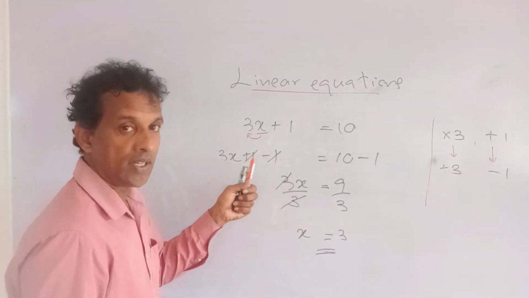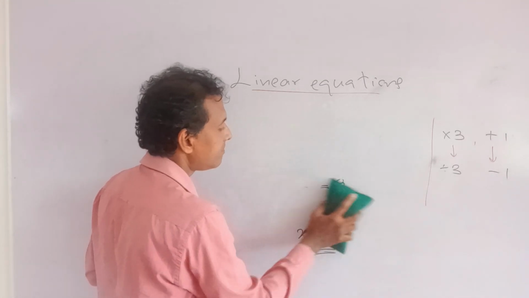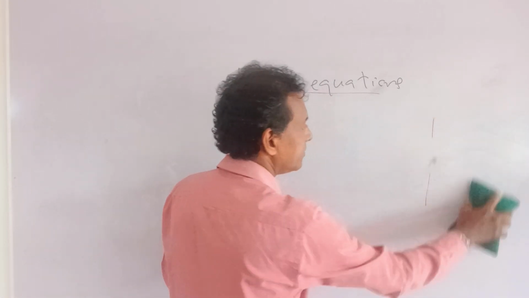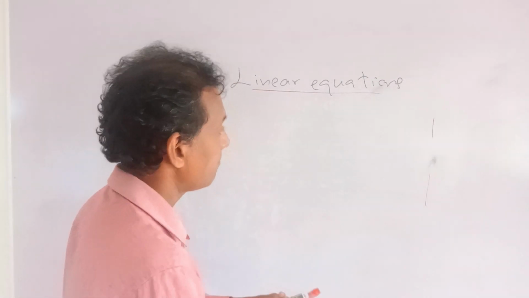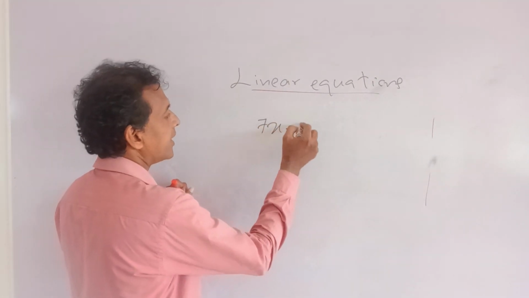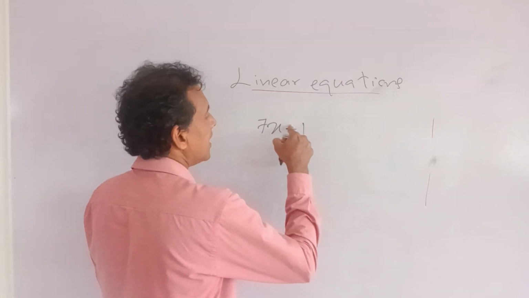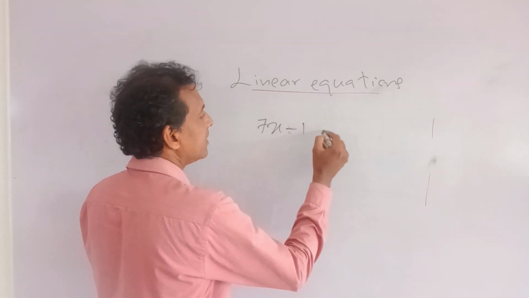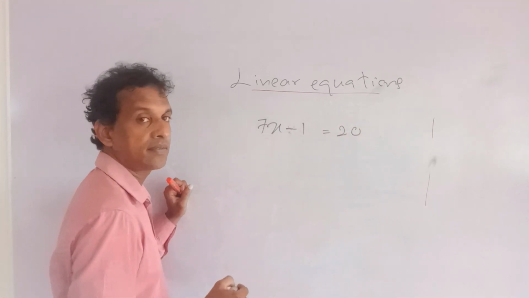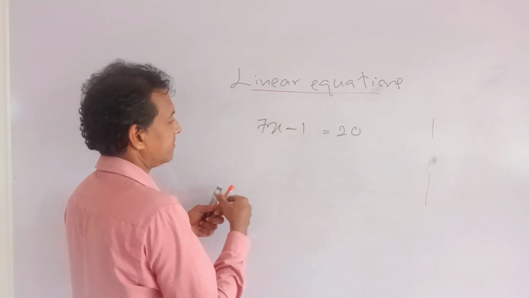Now, I think you got this, right? We'll move on to another example. Say we have 7x plus 1 equals, let's say 7x minus 1 equals, say, 20, 20, right? Start with the operations we have here.